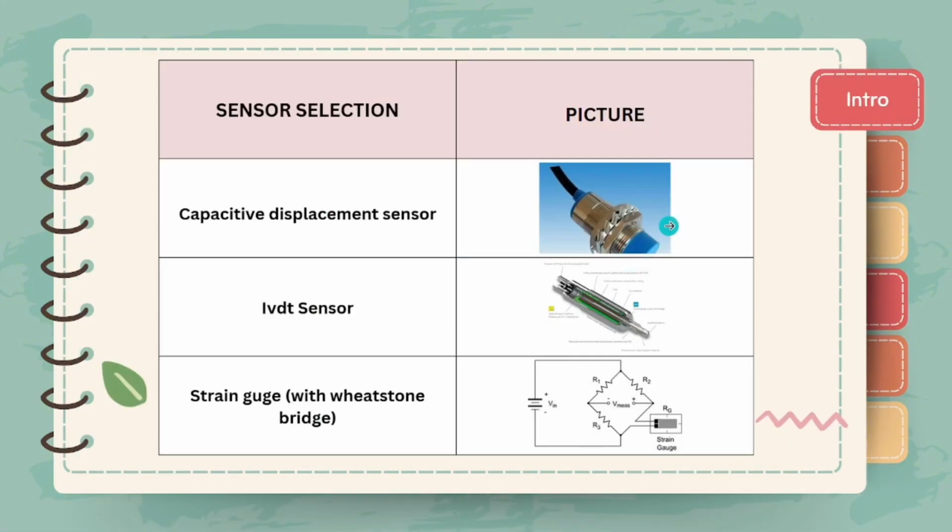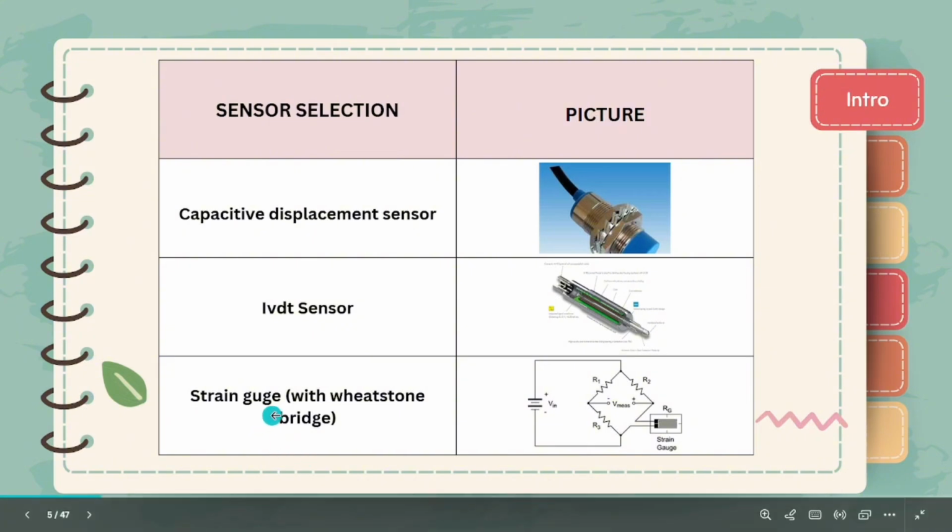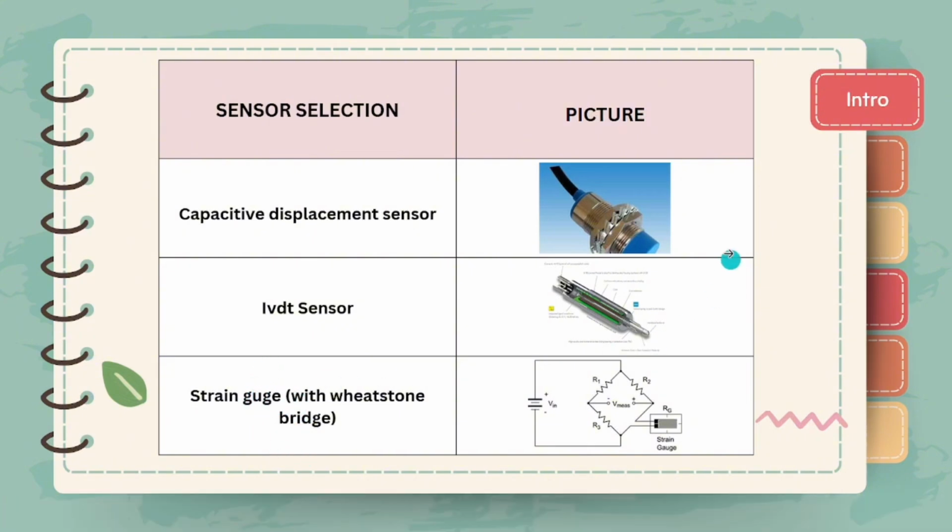So I'll be presenting task number 1, which is sensor selection and also principle. For this task, I have chosen 3 types of sensor. Can you see over here? This is capacitive displacement sensor, LVDT sensor, and strain gauge sensor. Sorry, the spelling should be GAUGE. So this is the picture that we have shown here.